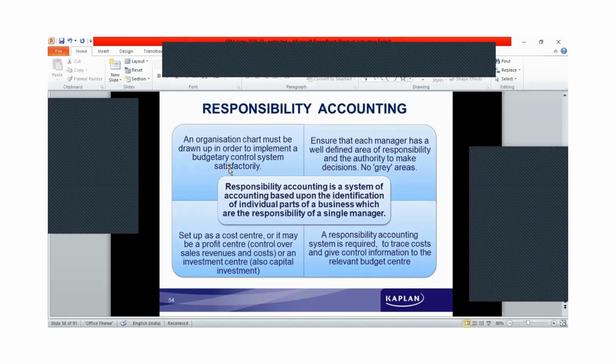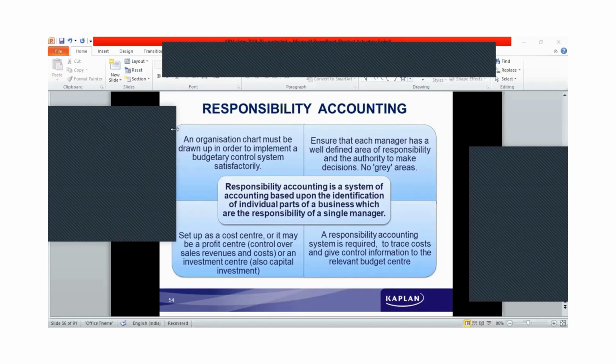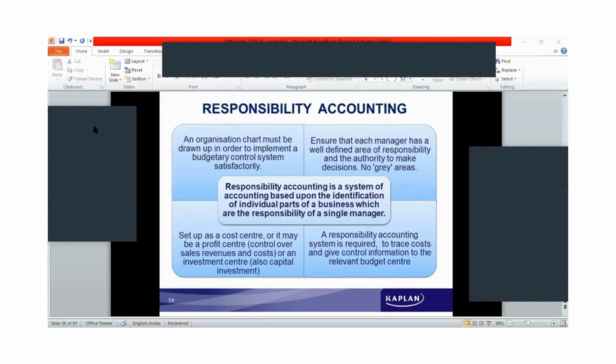Then an organization chart must be drawn up in order to implement a budgetary control system. Ensure each manager has a well defined area of responsibility and the authority to make decisions. There are no gray areas. These units are also called responsibility centers.